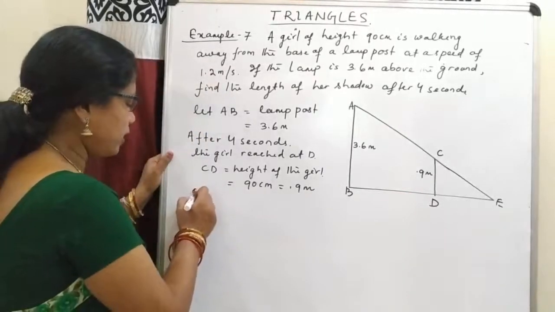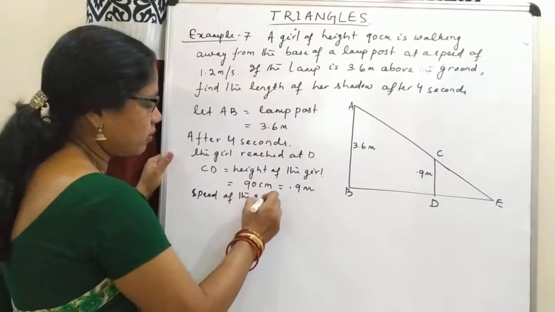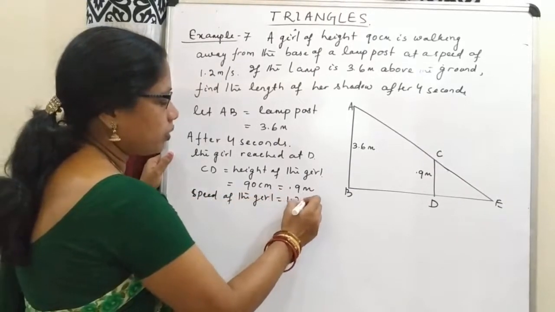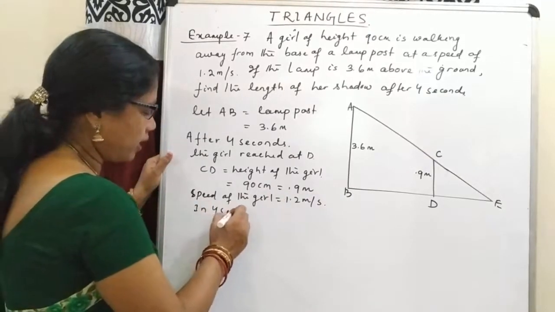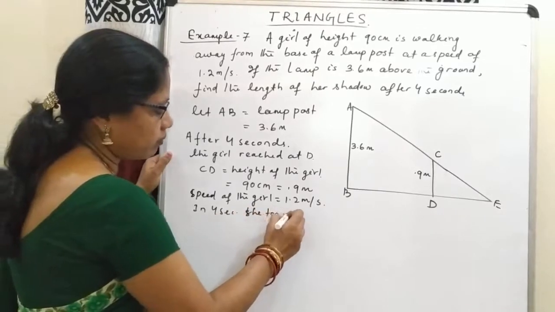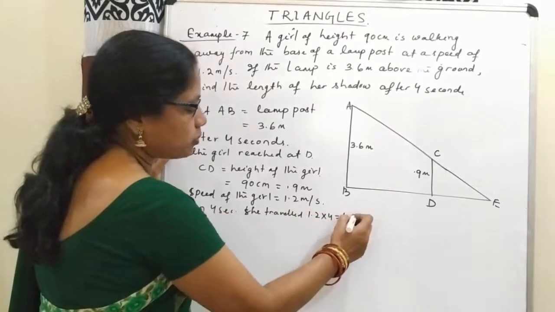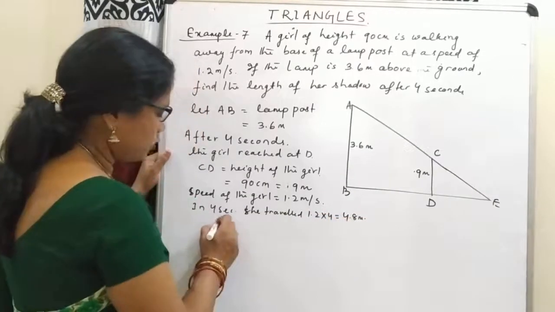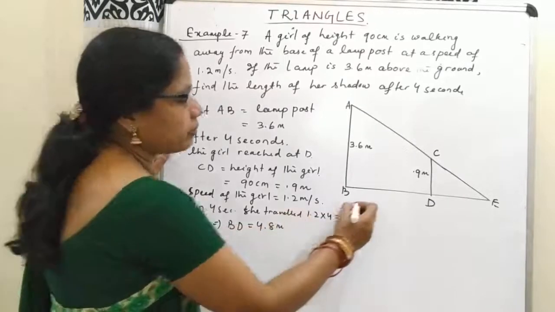So the speed of the girl is equal to 1.2 meter per second. In 4 seconds she traveled 1.2 multiplied by 4, that is 4.8 meter. So this implies BD is equal to 4.8 meter.